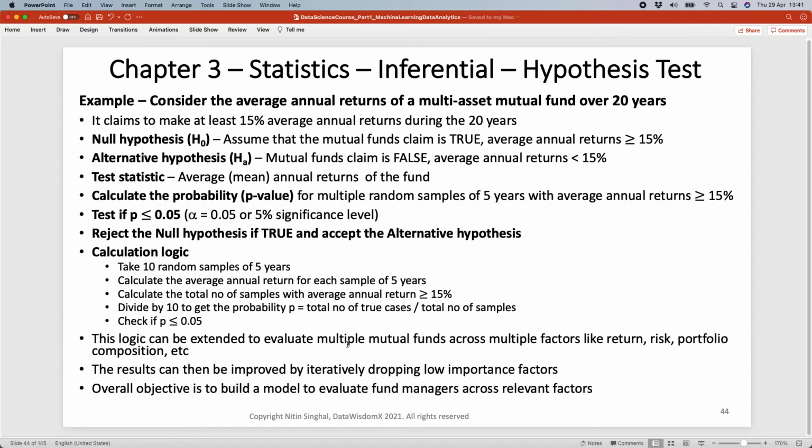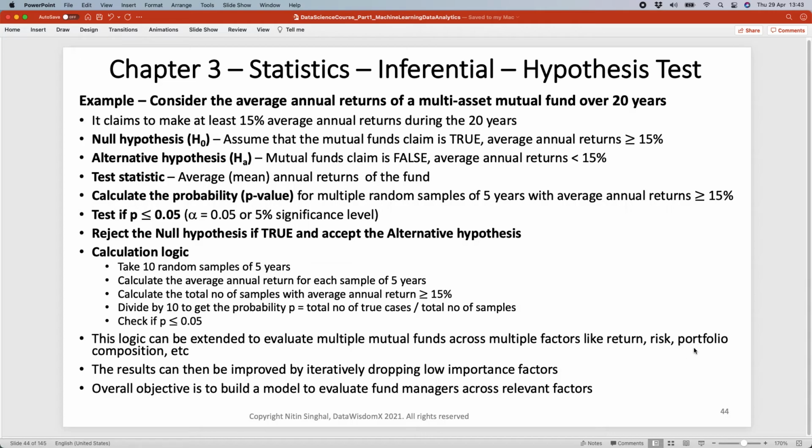Now this logic can then be extended to evaluate multiple mutual funds across multiple factors. So right now we looked at only one fund for 20 years for just their returns. Well, we could extend it and say, now I want to evaluate multiple such funds for multiple parameters like return, risk, portfolio composition, etc. Right? So you just don't want to know what the return was. You also want to know how much capital is at risk. Can they manage the risk in extreme market scenarios, or will they blow up the fund? So you have to assess those.